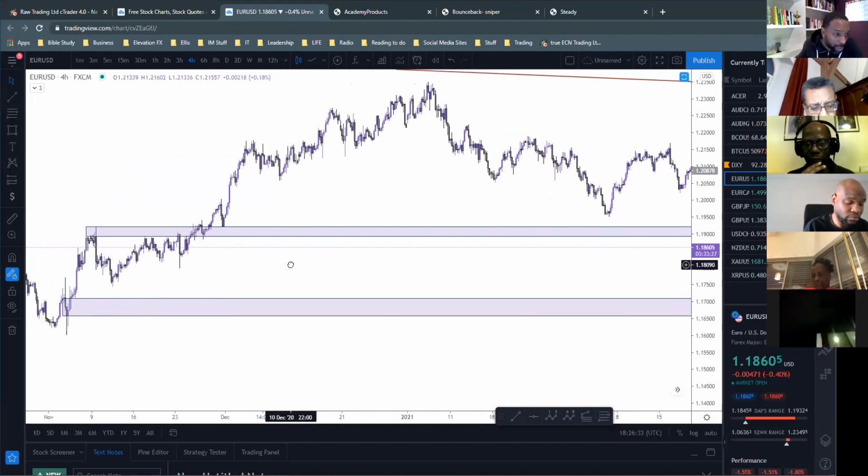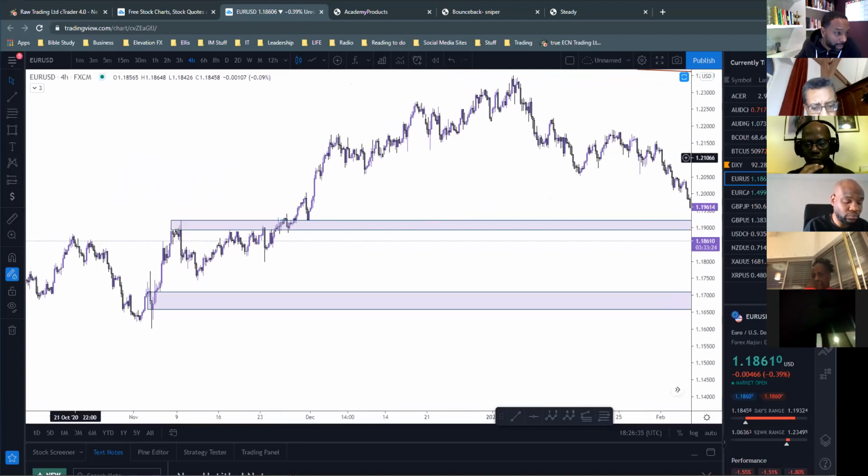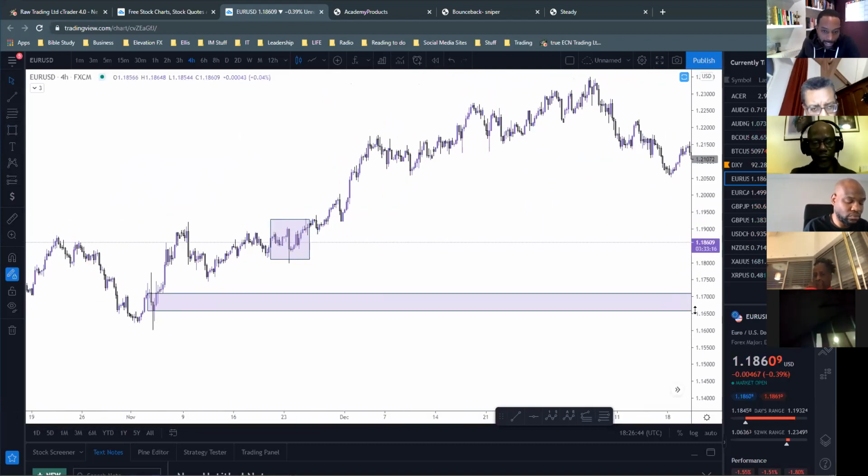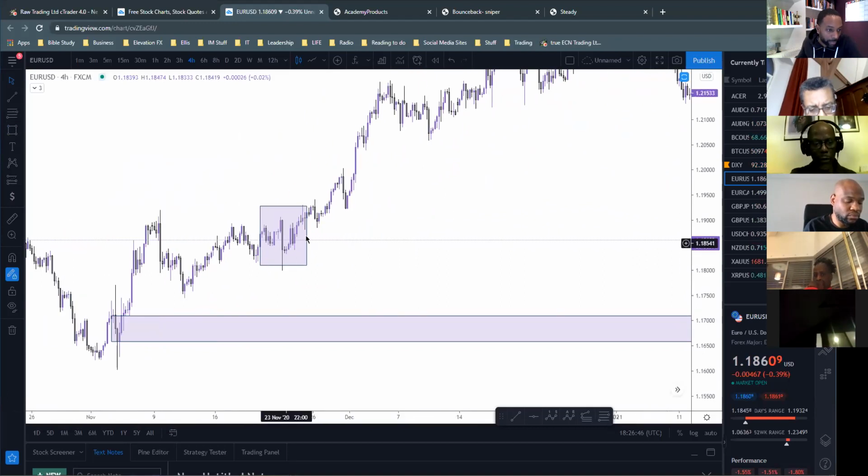So anything here? The only thing we could potentially do is drill down into the area. We're in this area now. That's where the price is now. The only thing we could potentially do is drill down in there to see if there's anything on the lower time frames which is going to tell us that the price is going to pause.